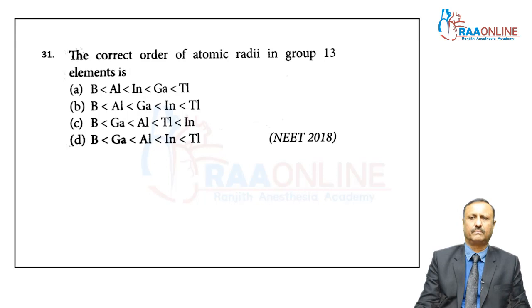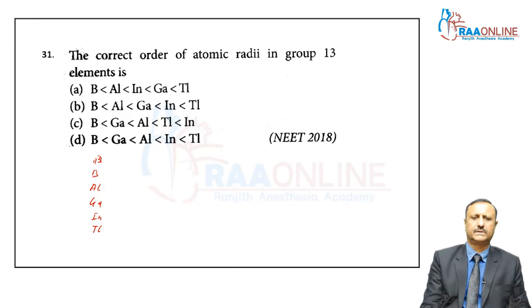The correct order of atomic radii in group 13 elements is, my dear students, boron, aluminium, gallium, indium and thallium. These are the group 13 elements. You can remember it in this way: Bal, Ganesh in Thailand. Remember here: Bal, Ganesh in Thailand.